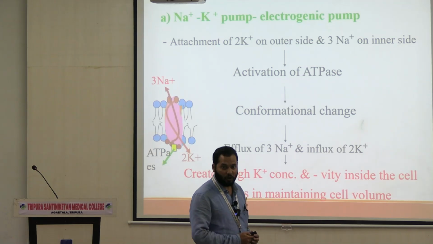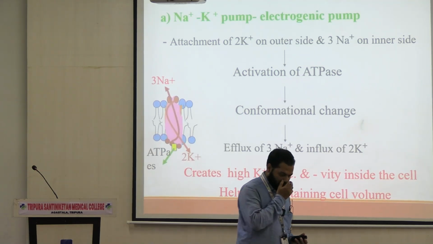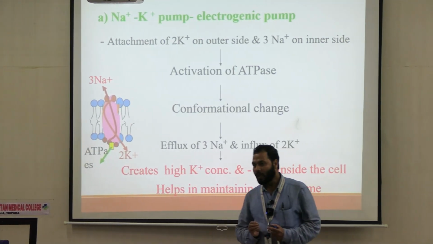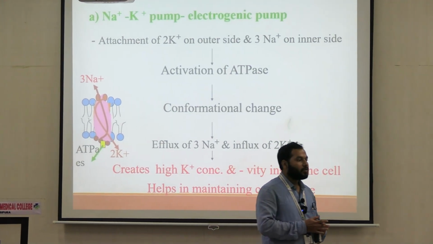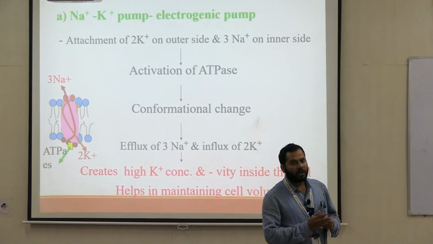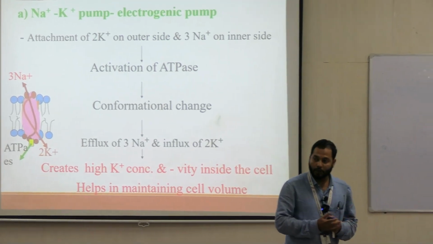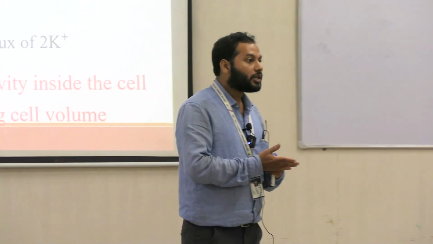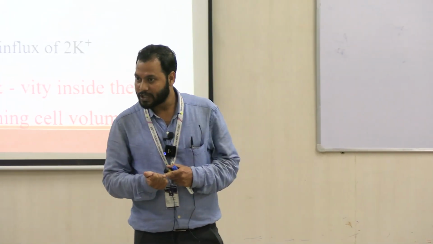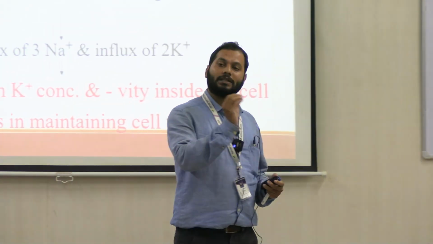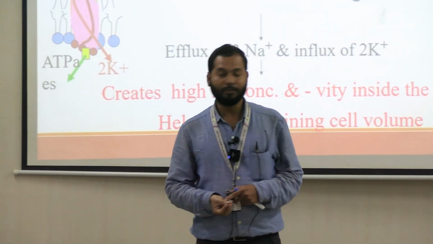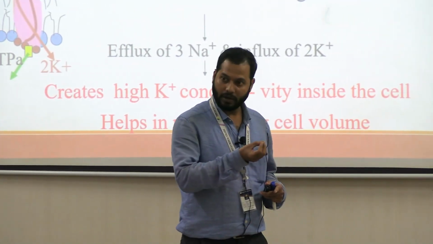How does it maintain the cell volume? As we have discussed in the osmosis process, in osmosis, what we have seen is that solvent molecules move from a higher solvent concentration gradient towards a lower solvent concentration gradient. It means, suppose in specific solutions where the number of solutes is more, it means it is concentrated, right?